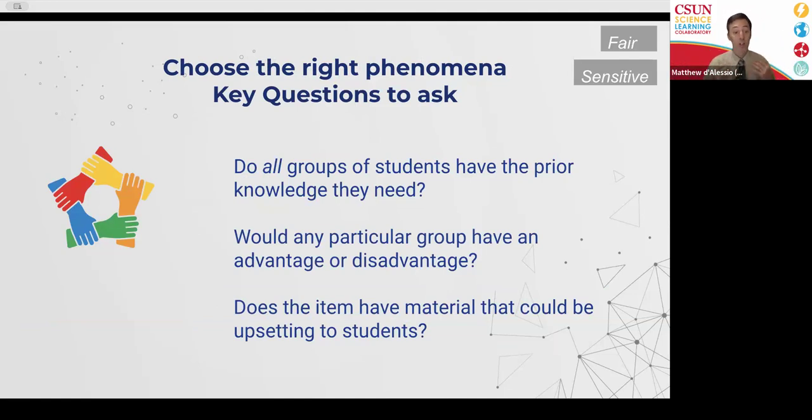And so we're trying to make this fair to everyone, both in our own classrooms, and of course the state test people are very worried about that as well. But we should be worried about it in our own classrooms and really thinking, do all groups of students have the prior knowledge that they need? And would there be any particular group that would have an advantage or a disadvantage because of the phenomenon that we chose that's more familiar to them?